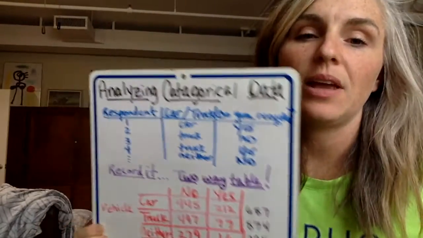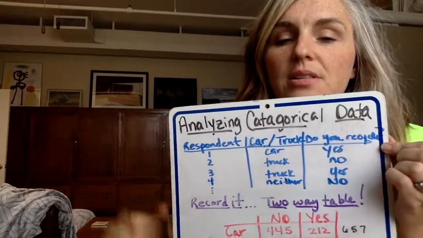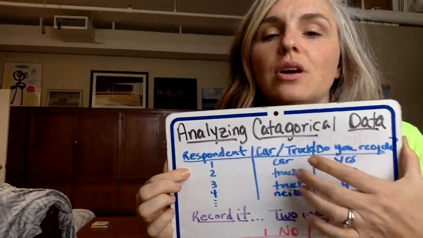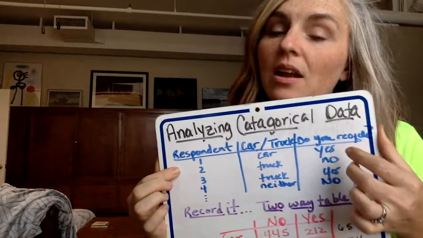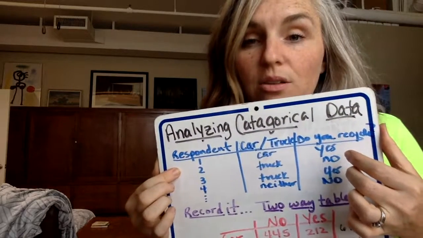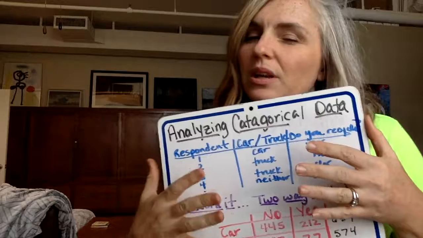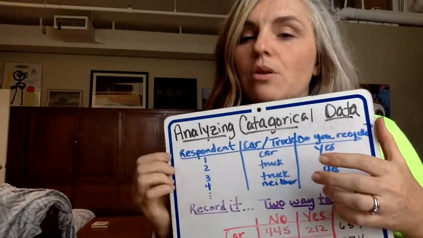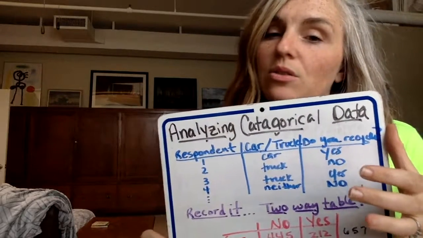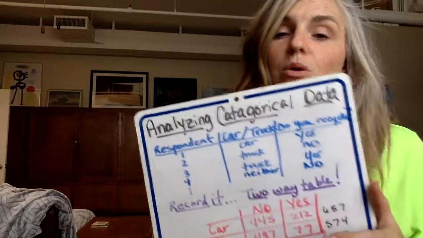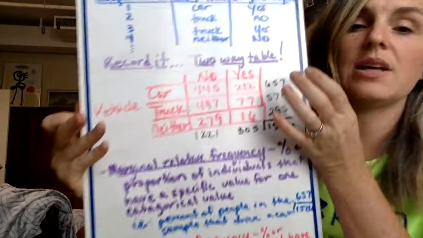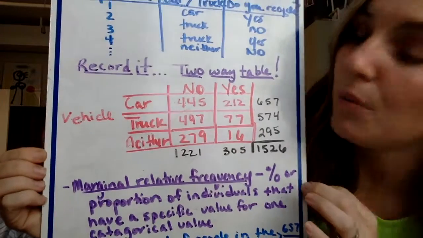Okay, we are going to look at analyzing categorical data for more than one variable. So, more made up data. Let's say we ask a bunch of people, we'll call them respondents, do you own a car, truck, or neither? And then I'll also ask them, do you recycle? Maybe we're looking for relationships between what kind of car you own and if you recycle or you don't recycle, right? So the first thing we want to do is record it, and the way we're going to record it is we're going to use what's called a two-way table.